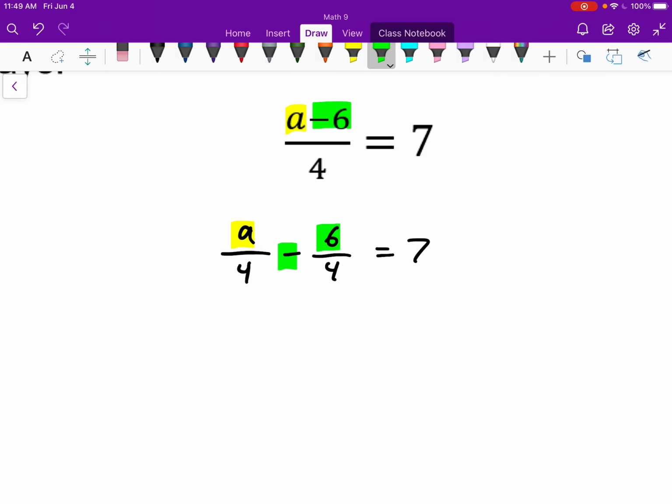And there's a few things I could do. I could reduce the fraction of 6 over 4. 6 over 4 does reduce to 3 over 2.